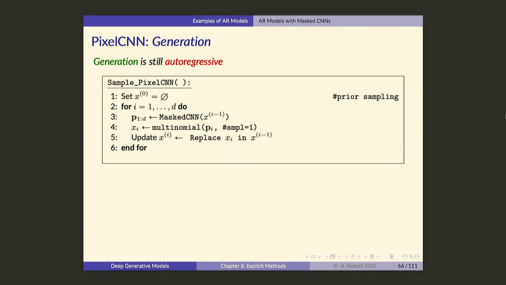Now I'm going to replace X1 in my previous map, which was essentially empty. Now I have the first pixel, and everything else is empty. Again, I pass it through the masked CNN and get P2. This P2 is essentially the distribution of the second pixel given the first pixel. I sample from this, fill it into the image, and repeat this. I keep going till I end up with all the D steps. So I have generated all the pixels, and now I have my whole image, right?